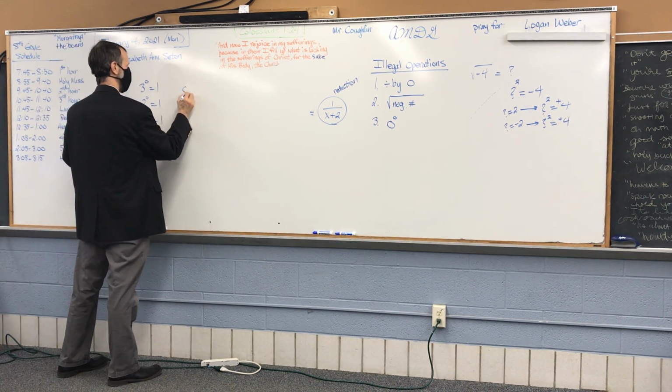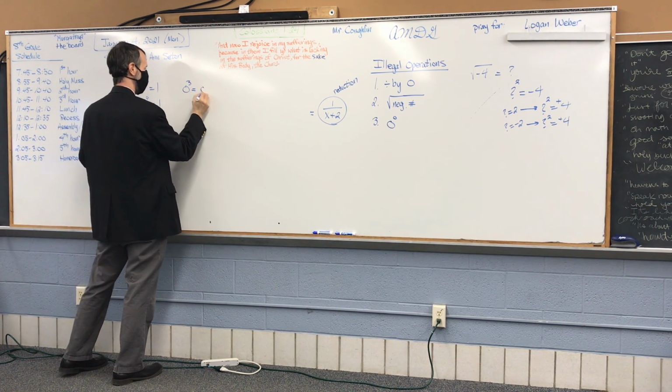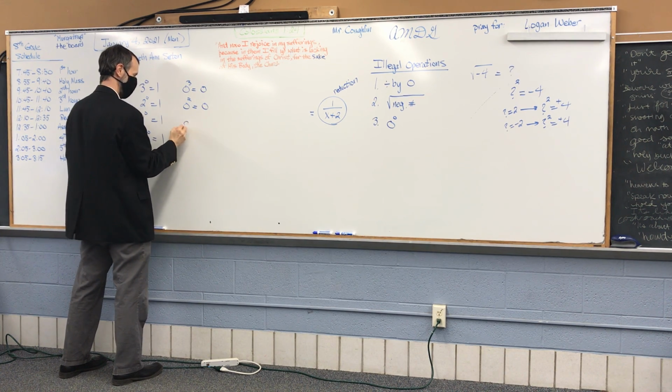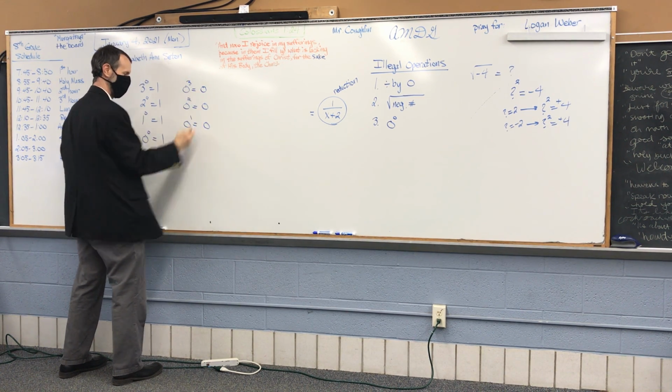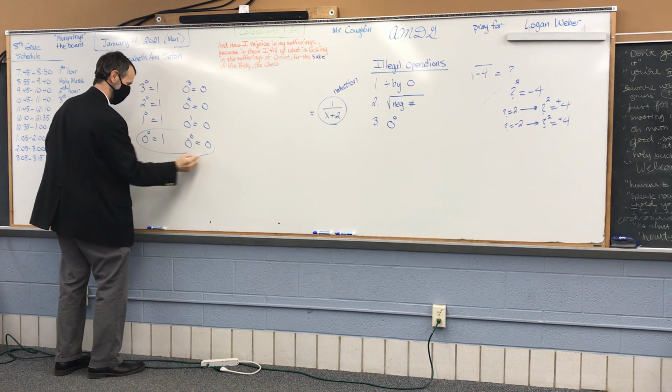Try this. What's 0 to the 3rd power? Yeah, 0 times 0 times 0 is 0. What's 0 squared? 0. What's 0 to the 1st power? So according to this, what should 0 to the 0 be? 0. Yeah, we've got an issue here.